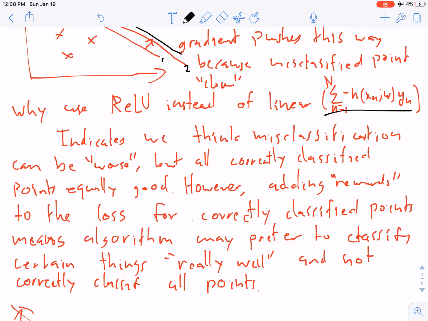Well, the problem is that adding rewards to this function, right, adding negatives to the loss for correctly classified points means that the algorithm might prefer to actually just classify certain things really well and incorrectly classify other things, but the benefits of classifying certain things quote unquote really well, having them be really far on the correct side of the decision boundary, will outweigh the benefits of correctly classifying all the points. And our overall goal is to get a decision boundary that classifies all the points correctly.